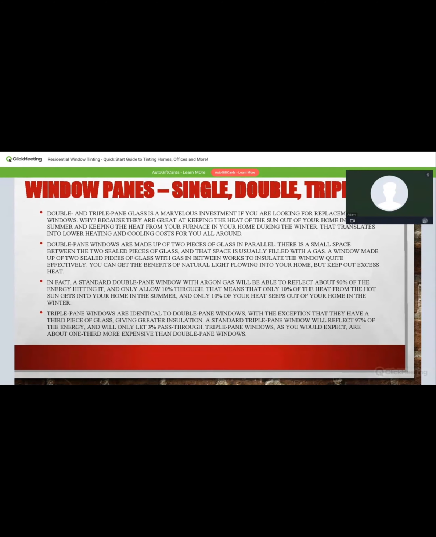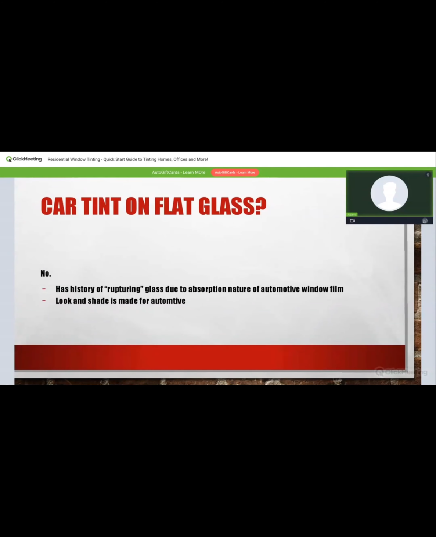So we're talking about a couple different things. First, we talked about the low-E coating on the actual window. We have double and triple pane glass, which is a marvelous investment if you're looking for replacement windows, because they are great at keeping the heat of the sun out of your home. Double pane windows are made up of two pieces of glass in parallel, with a small space between them, the sealed unit. That space is usually filled with gas. A window made up of two pieces of glass with gas between them works to insulate the house quite nicely and effectively. So that's when we want to use that proper residential film.